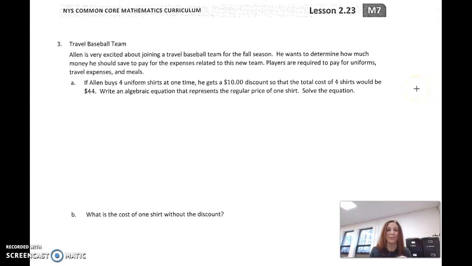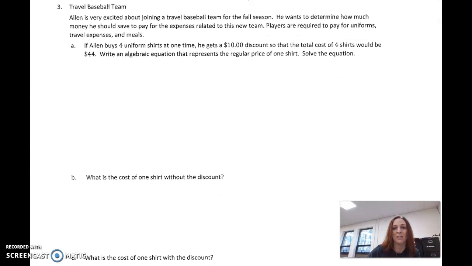All right, let's look at example 3 here on a travel baseball team. Again, we're focusing on setting up equations, real life kind of problems, and then solving them. Alan's very excited about joining his travel baseball team for the fall season. He wants to determine how much money he should save to pay for expenses for this new team. They're required to pay for uniforms, travel expenses, and meals.